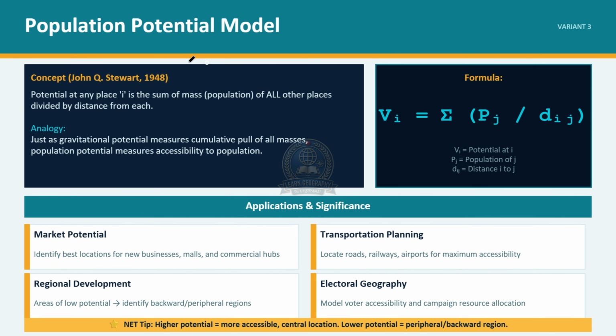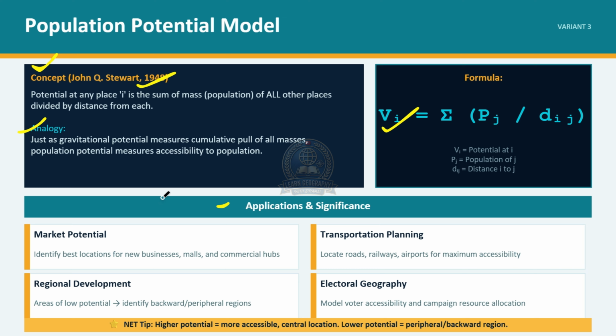Population potential model, concept by John Q. Stewart in 1948. Potential at any place i is the sum of the mass, population, of all other places divided by the distance from each. This is the formula: V_i equals the sum of P_j over D_ij, where V_i means potential at i, P_j means population of j, and D_ij means distance between i and j. Analogy: just as gravitational potential measures the cumulative pull of all masses, population potential measures accessibility to population.